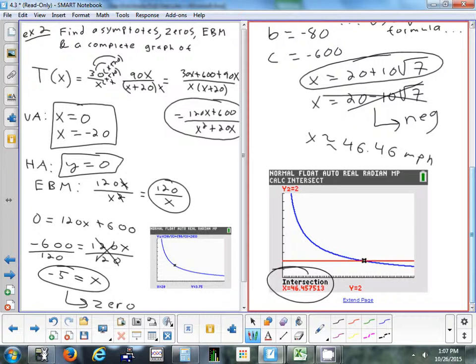Well, how long would it take her to get the car and then get on the train to go? And the train, I feel like it would take a lot longer. 46 miles an hour, yeah, it would take a little while. All right, but any questions on this hypothetical speed of 46.46?